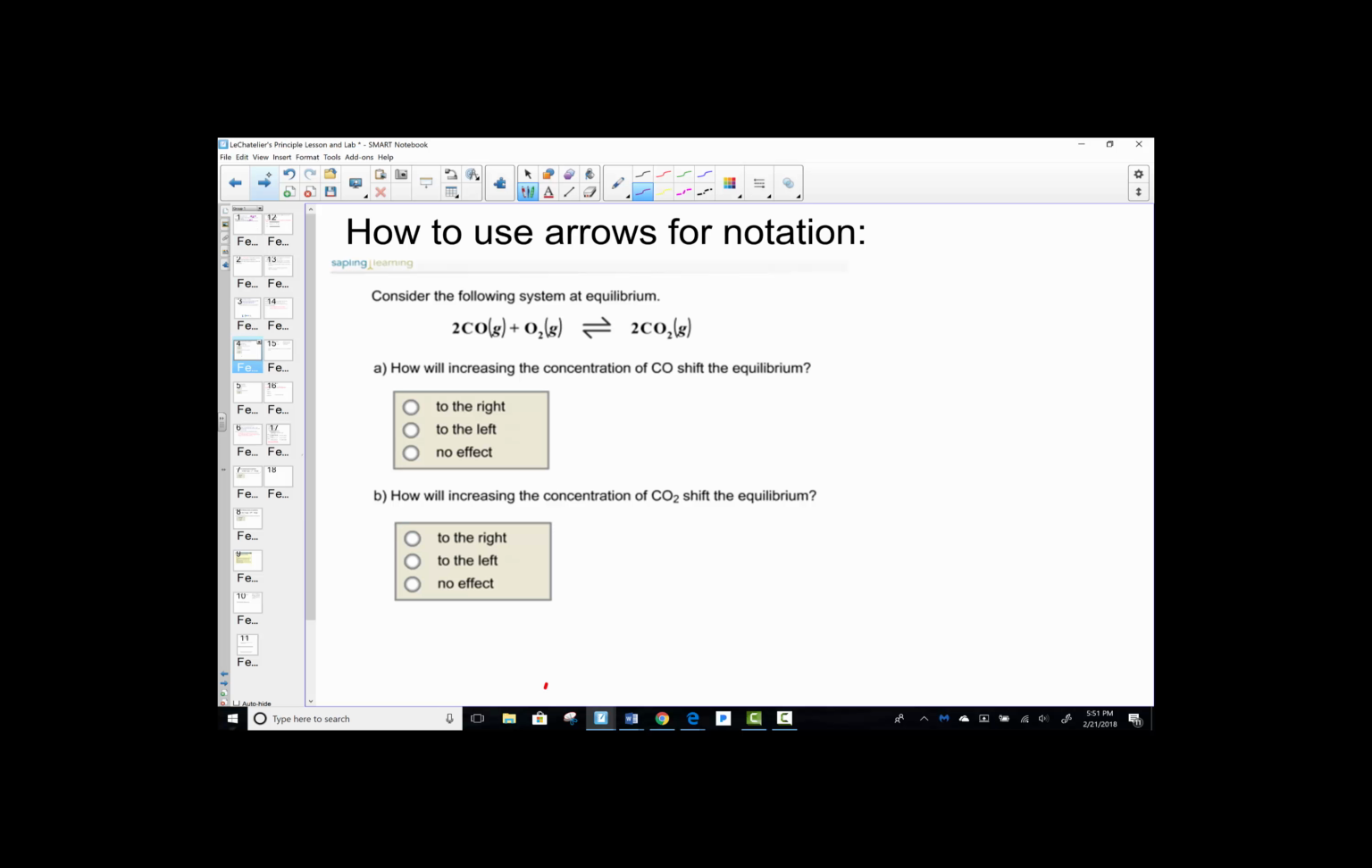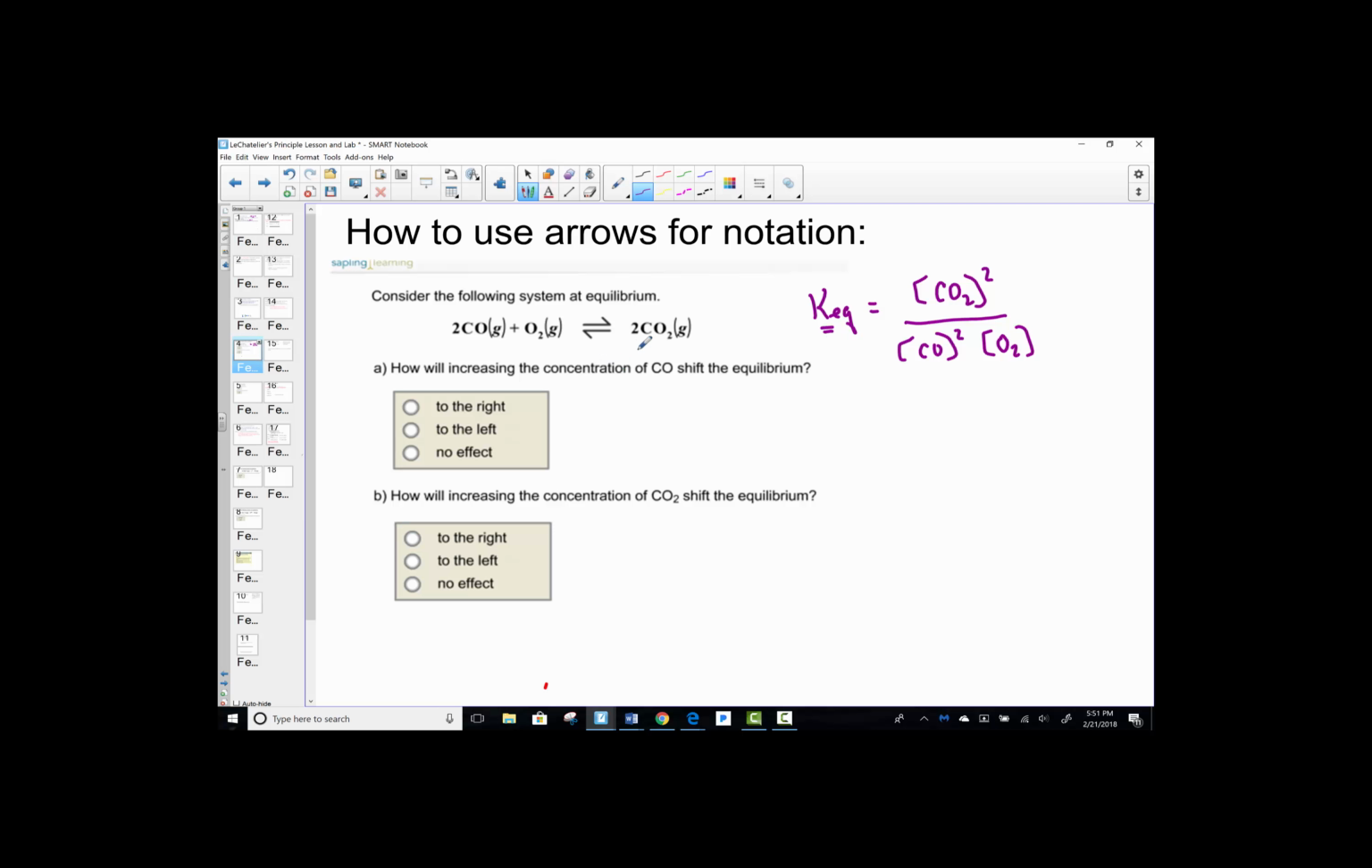Let's consider the following equilibrium. I have 2 units of carbon monoxide reacting with 1 unit of gaseous oxygen, forming 2 carbon dioxide molecules. This is in a dynamic equilibrium where the equilibrium constant would be expressed as the concentration of carbon dioxide squared over the concentration of carbon monoxide squared times the concentration of oxygen. Products over reactants, and the coefficients become the powers to which they're raised. This K is indeed a constant as long as the temperature does not change.